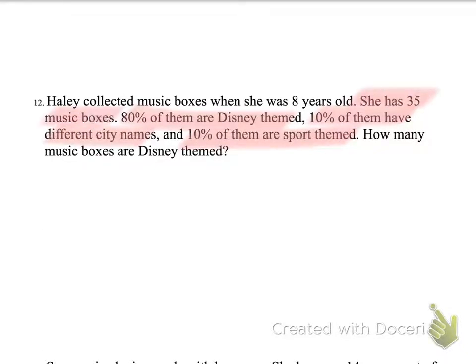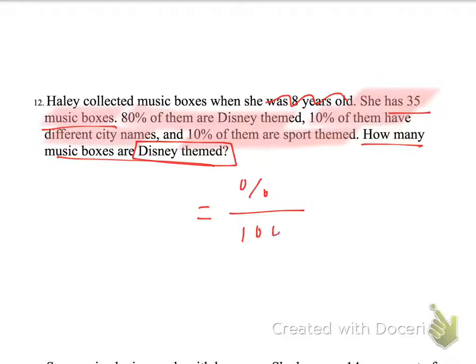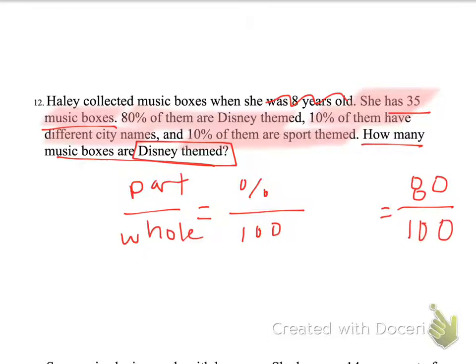She has 35 total. I'm going to underline that. The 8 years old really doesn't matter. How many boxes are Disney themed? So, if we're dealing with percent, we have our percent proportion. Now I just need to know what the question is asking for. Well, it's asking for Disney theme, so I know my percent of Disney theme. I know it's 80% out of 100.